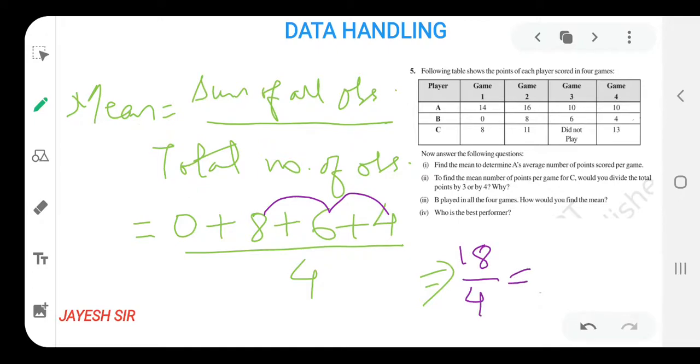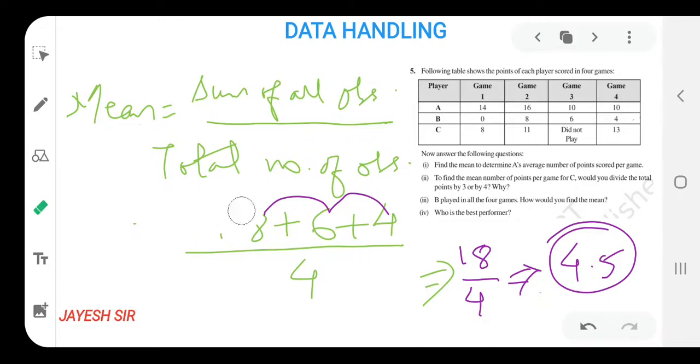So 18 by 4, what are we going to get, friends? The mean for it would be 4.5. I hope you all might be getting it. So let us begin with the fourth sum for the day, and based on similar concepts and observations we need to solve the fourth sum.